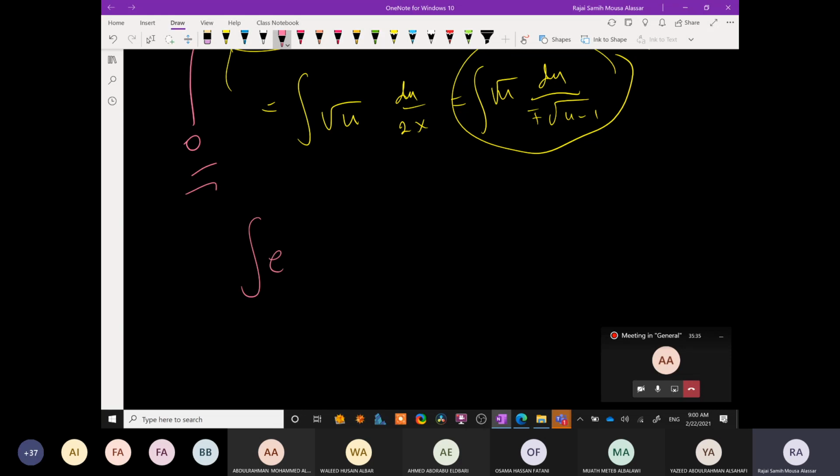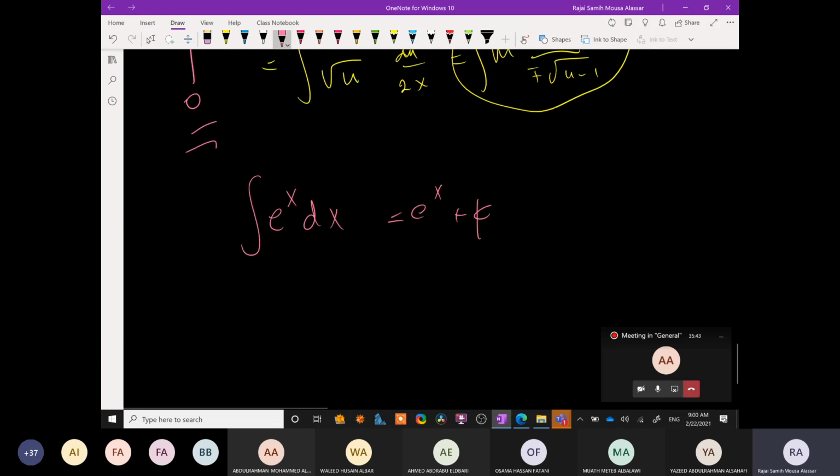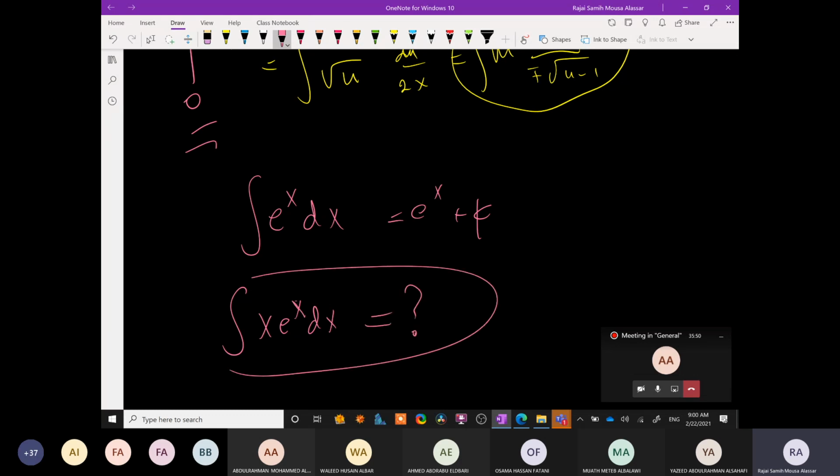So now there's another integral. This is e to the x dx, which has an integral of e to the x plus a constant. That's easy. But if you insert just a simple x here, now this becomes really very difficult. So this is the body of functions that we really need to integrate.